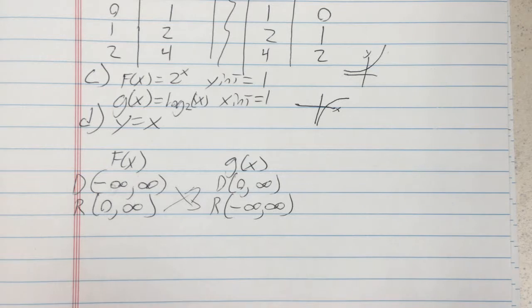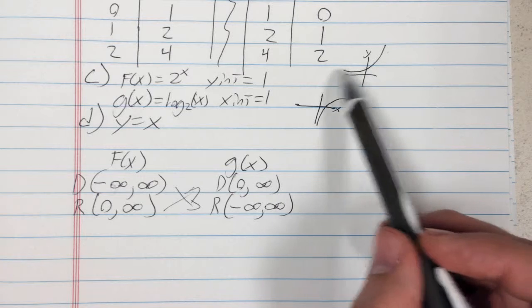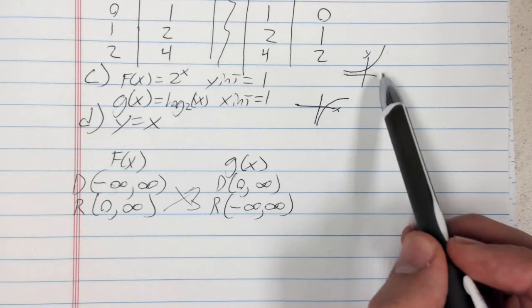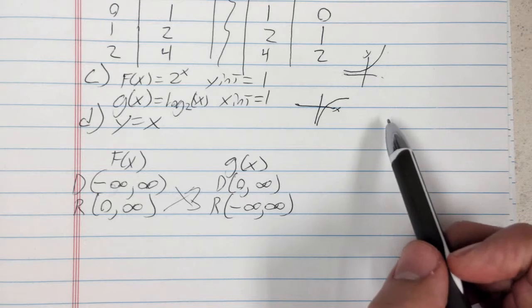All right, and that's the end behavior. As x approaches negative infinity, y approaches 0. And as x approaches positive infinity, y approaches infinity. All right, that's f.